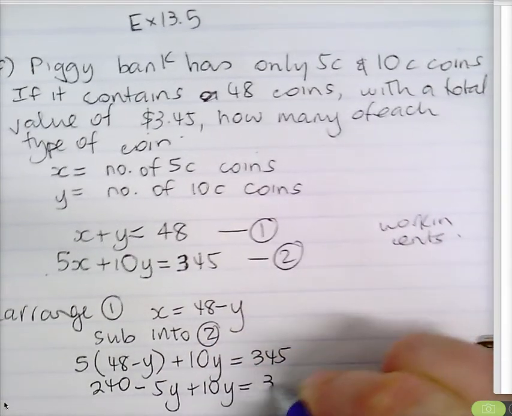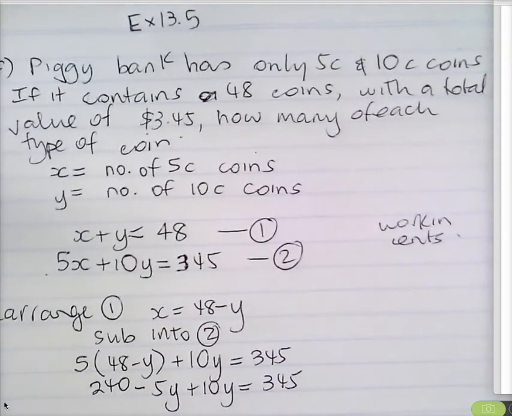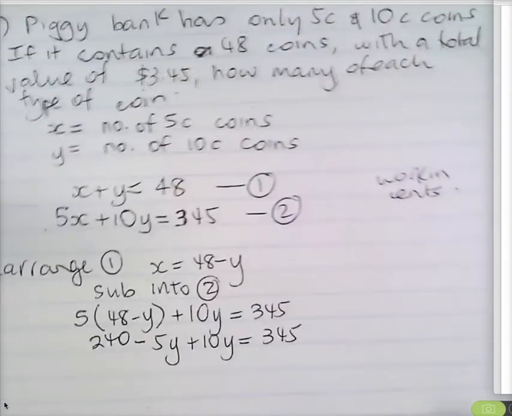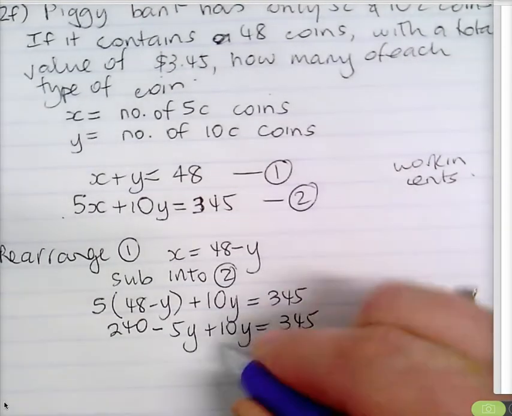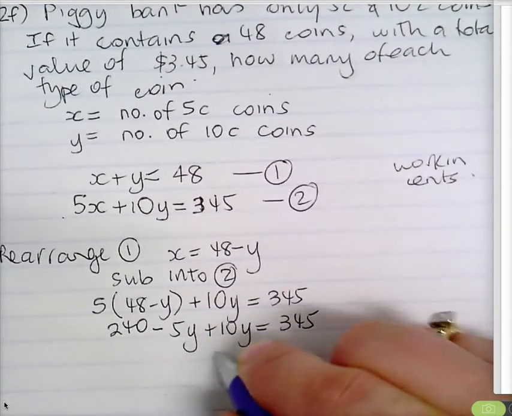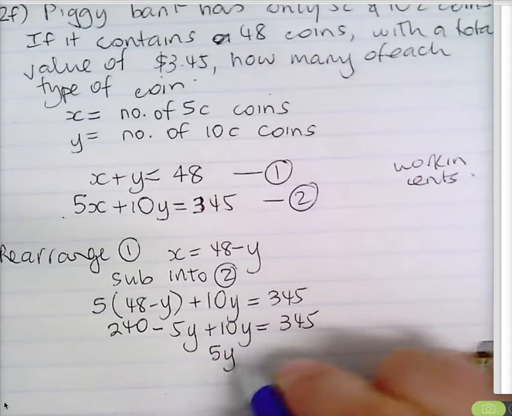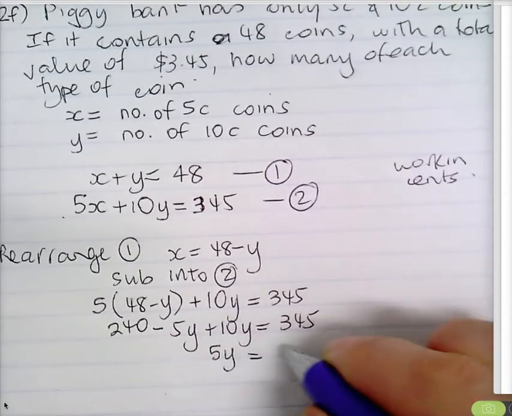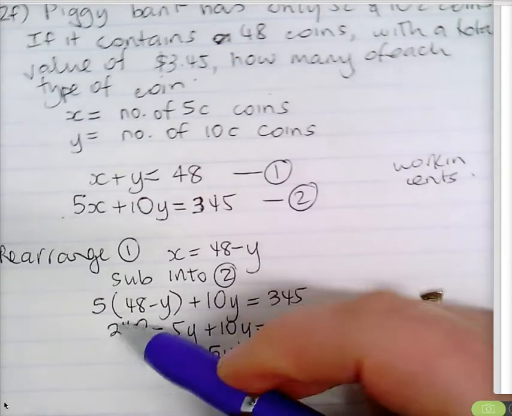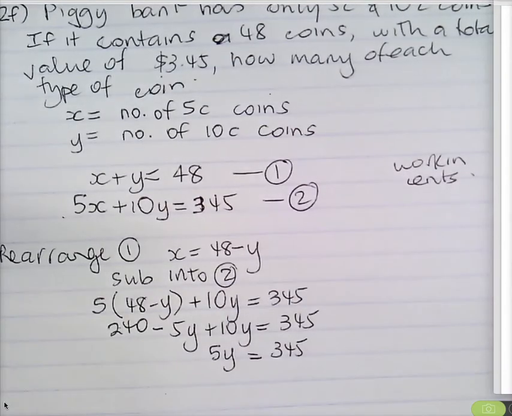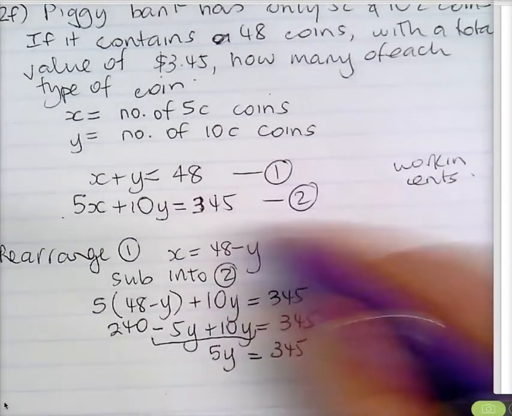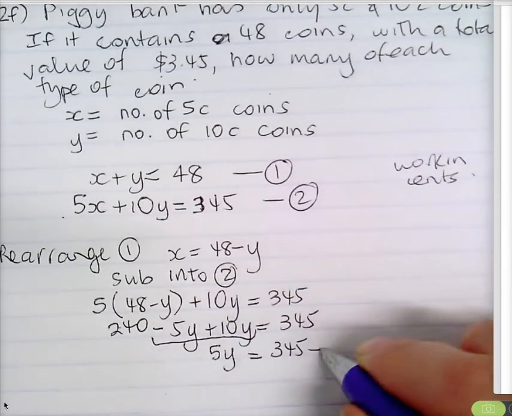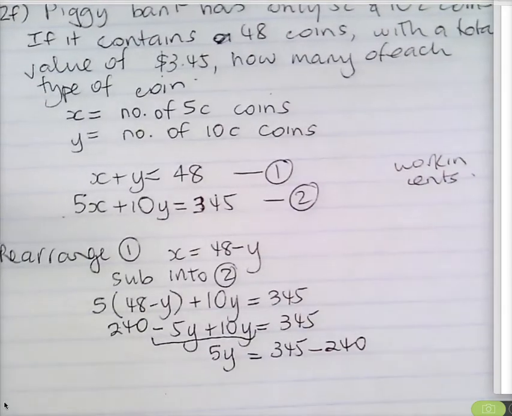Okay, so girls, 240 minus 5y. Remember, we're opening up that bracket. So, well, what have I got? I'm just going to keep the plus 5y there, and I'm going to keep the 345 and take this 240 over. Are you okay with that? So I've done those two together is plus 5y, and I'm going to take the 240 to the other side and make it minus 240.